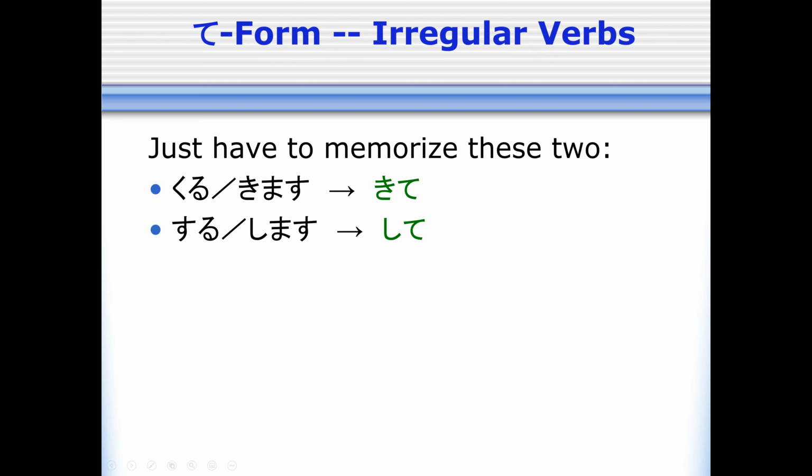These are pretty easy. They don't really follow a fixed pattern. You just have to memorize them, but they're not that hard to memorize because there's only two. So kuru will change to kite and suru to shite. So kuru, kite, suru, shite.